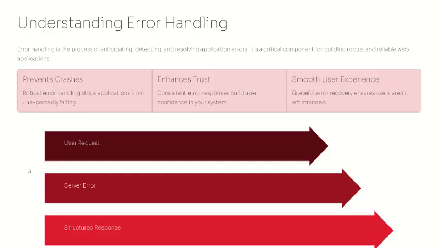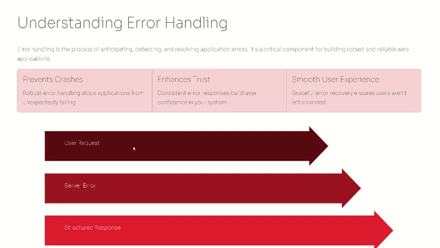There are three main benefits. Firstly, prevent crashes; second, enhanced trust; and third, a smoother user experience. First, let us go to prevent crashes. Prevent crashes means it improves reliability, meaning your app does not crash. In enhanced trust, that means it builds user trust and the user sees friendly messages, not technical errors. Next, smoother experience means it helps developers debug faster because the errors are logged properly.